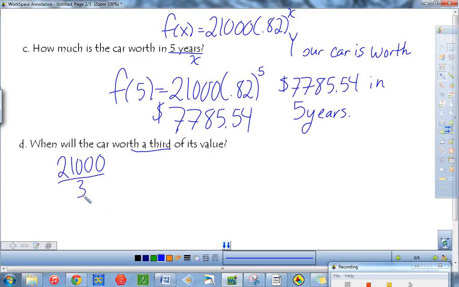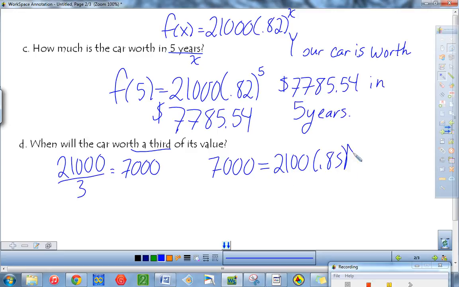So what do you get? What's 21 divided by 3? 7. So you have 700. No. Close. 7,000. So this we're substituting in for which value? F of x. So 7,000 equals 2100 times 0.85 to the x. Yeah, we don't know how to do that yet. We'll get there. But we don't know how to get x out of there yet.